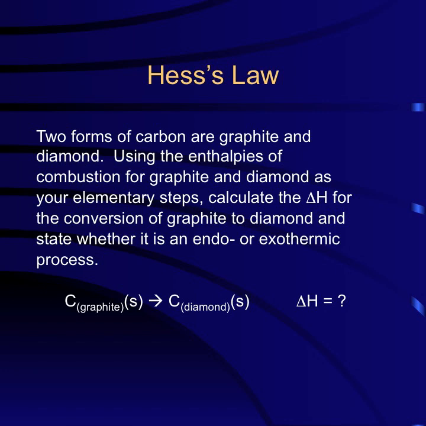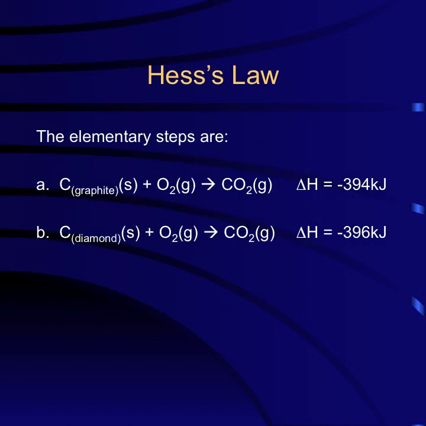So let's try another one. I've given you graphite converts to diamond. I want you to use the enthalpies of combustion for graphite and diamond as your elementary steps and calculate the delta H for the conversion of graphite to diamond, stating whether it's endo or exothermic. So this is our overall reaction. Graphite converts to diamond. Your possible elementary steps that you will use are as indicated on this slide.